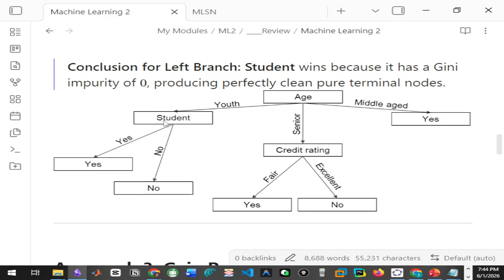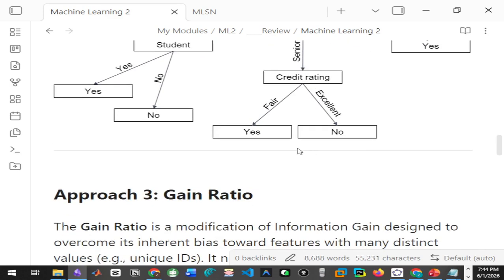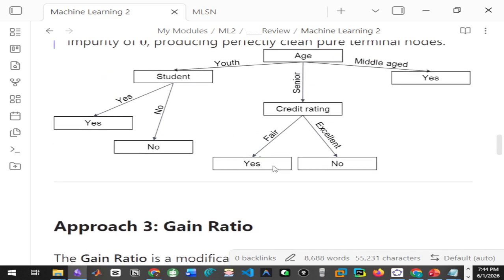So we went and tested on student. We did the Gini index for that data set, and we decided that the student feature or student attribute is the best to do the splitting. We completed that, and the remaining feature or attribute is applied here, and we got a complete decision tree.